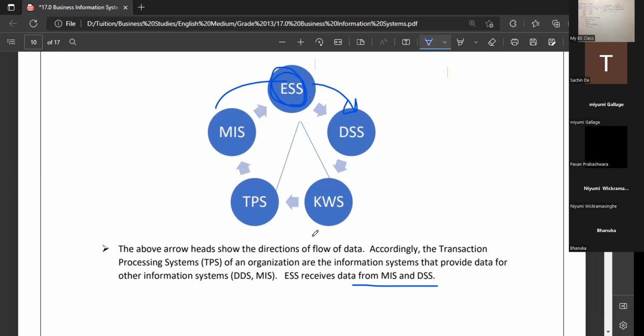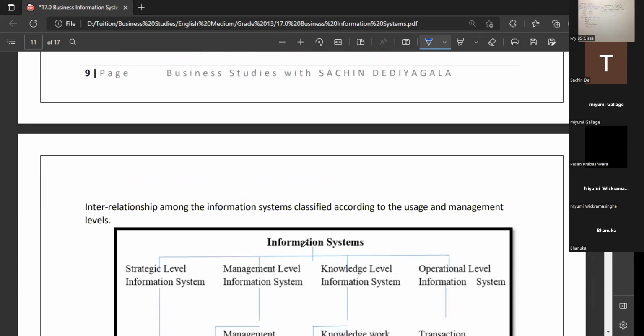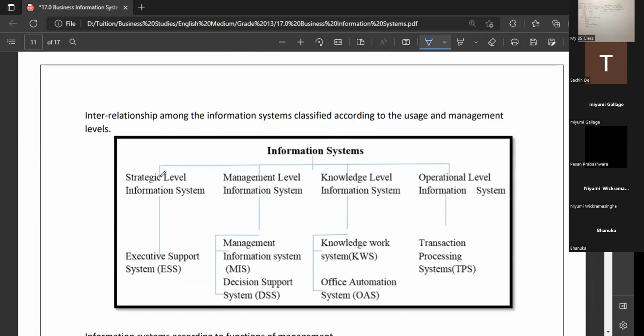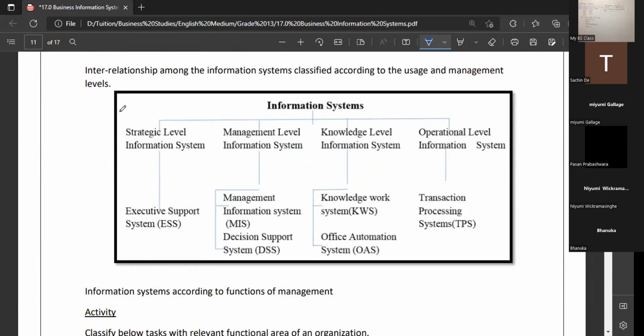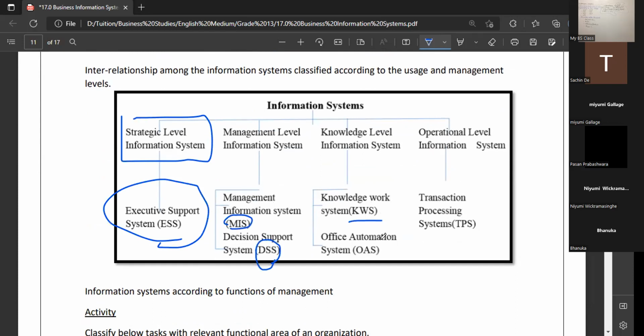Likewise, we have learned the hierarchy, and based on that hierarchy, we have systems for each and every level. This is what I was talking about: the interrelationship among the information systems classified according to usage. So I'm going to make a shorter note. At the strategic level, just one, which is ESS. Then at the management level, you have MIS and DSS. When you come to the knowledge level, you get KWS and OAS. And for the operation level, you only have TPS. So that's the relationship among these.